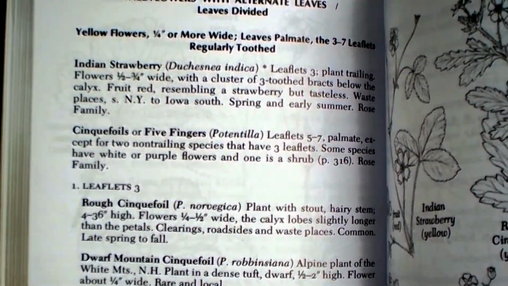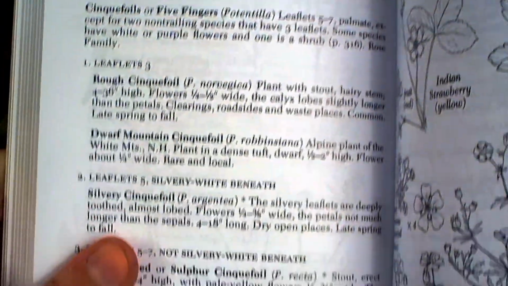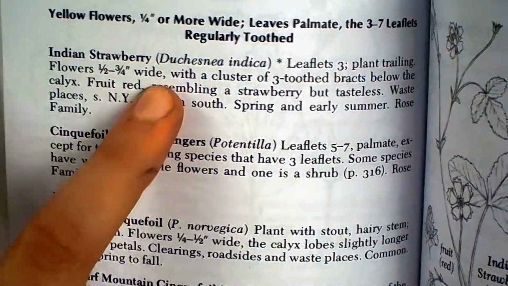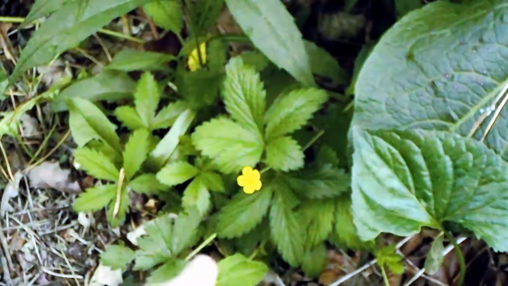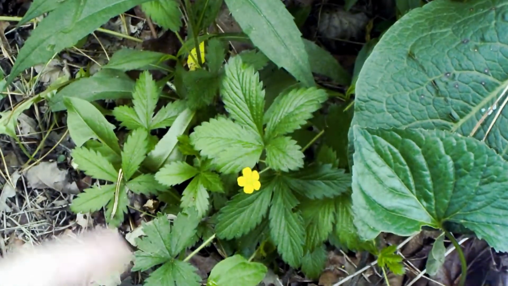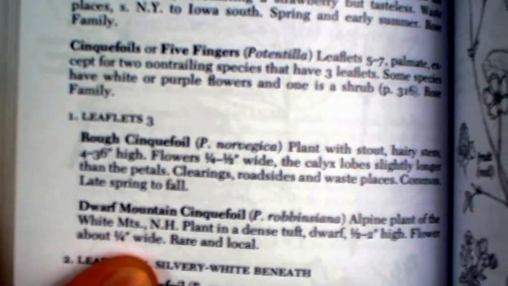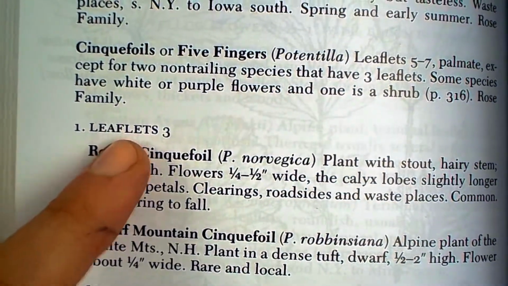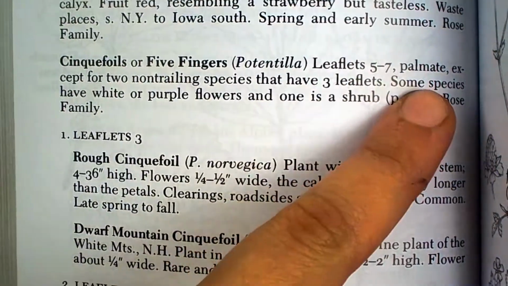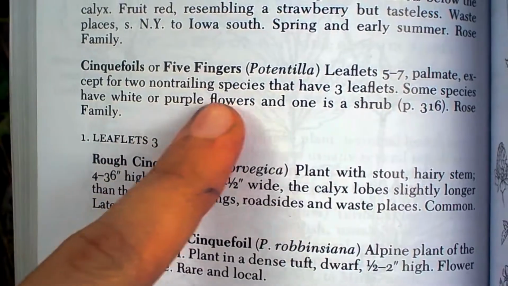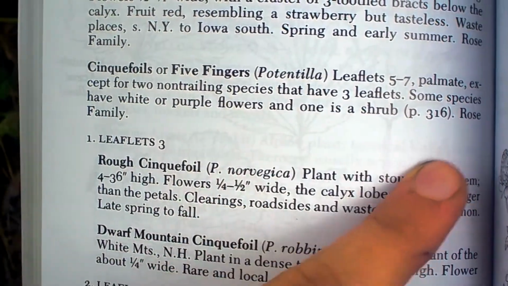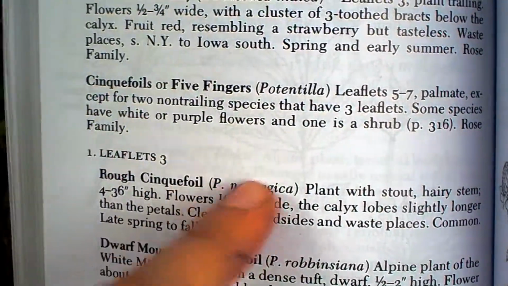So now on page 240, we're going to see some descriptions. If you read the description of the first one, it says Indian strawberry, leaflets 3. Well, if you look at our flower here, we clearly have 5 leaflets, so we can immediately rule that out. So we're going to go to the next one, which says cinquefoils, or 5 fingers. So the leaflets here are 5 to 7, palmate, except for 2 non-trailing species that have 3 leaflets. Some species have white or purple flowers, and one is a shrub. So that seems to fit this plant.